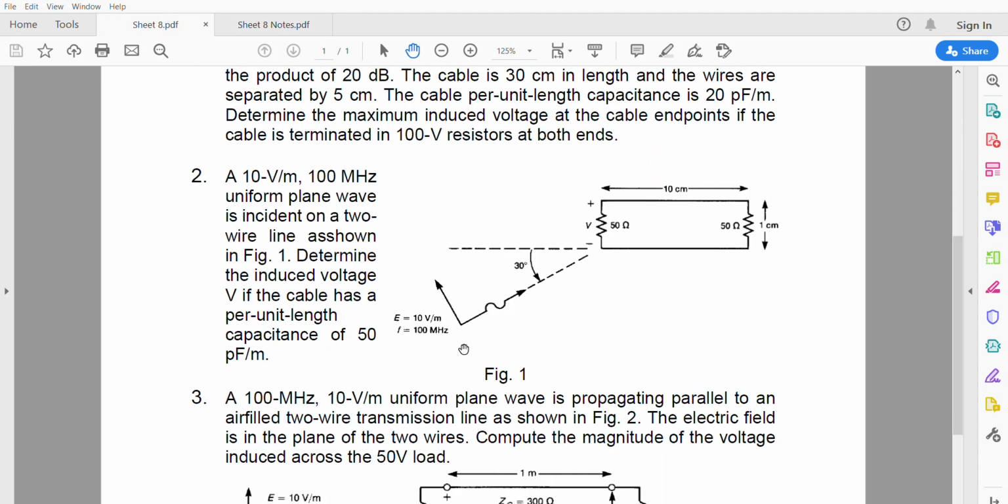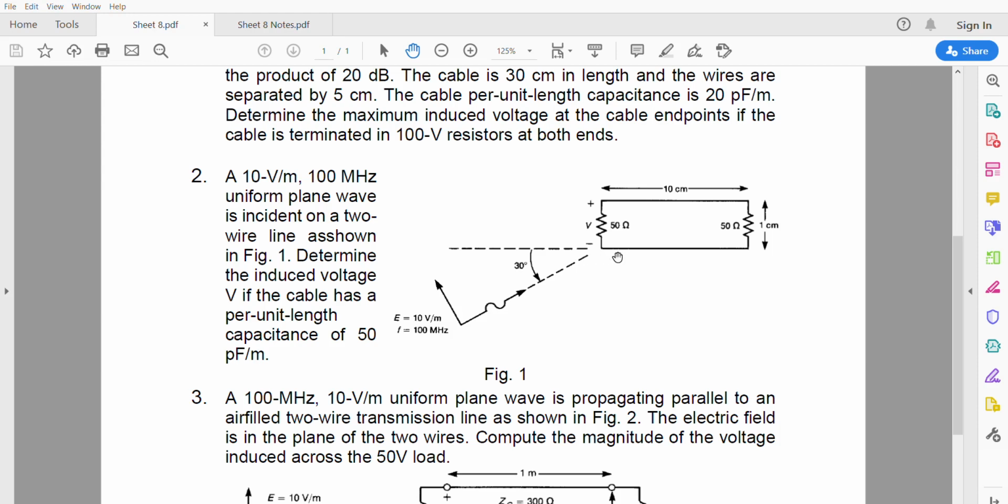So now let's go to question 2. A 10 volt per meter electric field of 100 megahertz uniform plane wave is incident on a 2-wire line as shown in figure 1. So we have a frequency of 100 megahertz, and the electric field is equal to 10 volt per meter, incident to this transmission line.